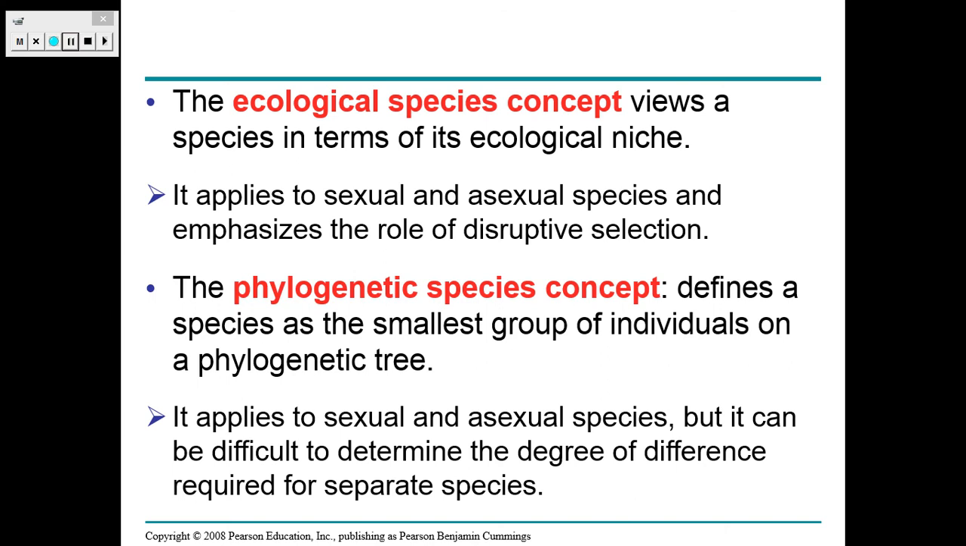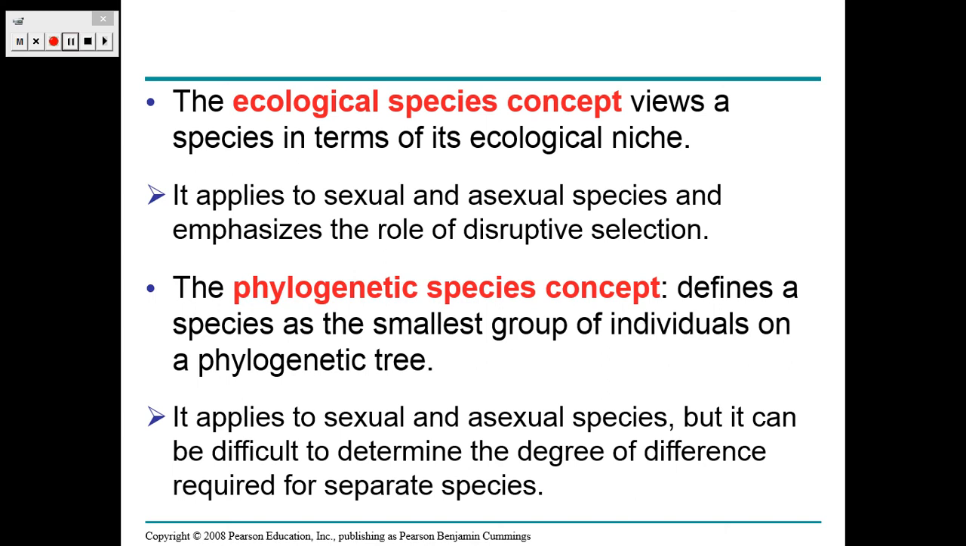Okay. The last one is the phylogenetic species concept, which is where we define a species as the smallest group of individuals that are on a phylogenetic tree. That's also good because we can look at sexual and asexual species, so the prokaryotes aren't left out. But where do you draw the line? How do you determine the degree of difference that is required?